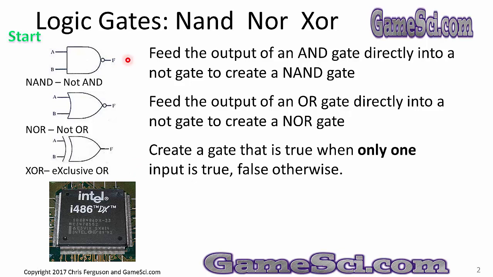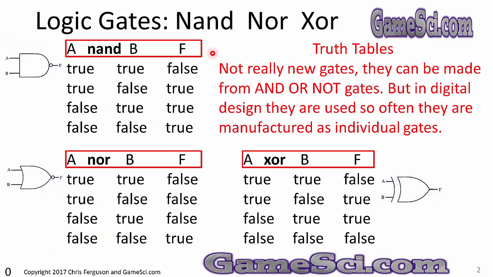These are three new logic gates. Last slide we learned AND, OR, and NOT. This slide we'll learn NAND, NOR, and exclusive OR. Here are some truth tables for these logic gates. These are not really new gates. They can be made from the AND, OR, and NOT gates. But in digital design, they are used so often they are manufactured as individual gates. This is the not AND gate, or NAND. This is the not OR gate, or NOR. And this is the XOR gate, or exclusive OR gate.